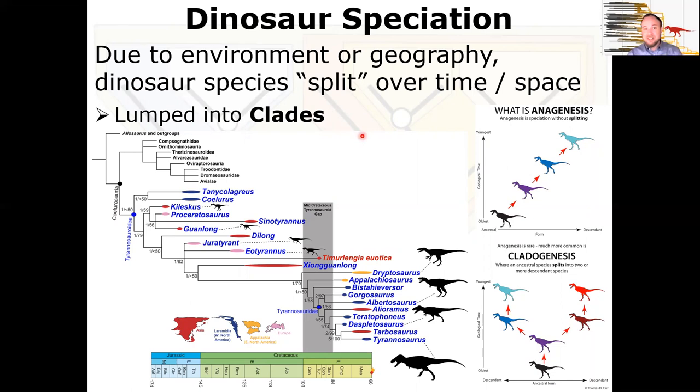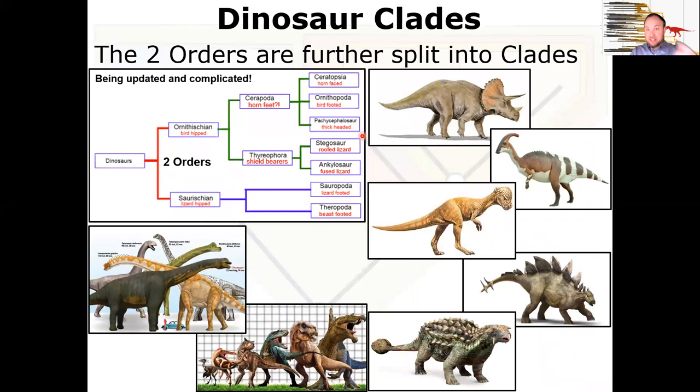So we're trying to lump the different dinosaur species that we see into clades based on shared characteristics that we ultimately assume are the result of a shared evolutionary history, or what we call phylogeny. We'll talk about this in detail later, but again, you've seen this slide before. The end result here is that dinosaurs are split into these major groups, these major clades, based on their common characteristics, again, resulting from a common evolutionary history.